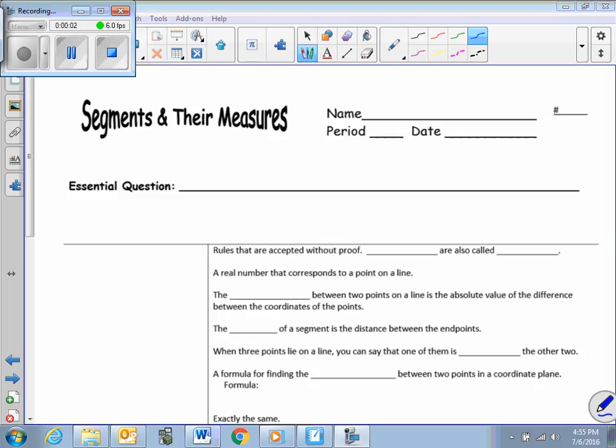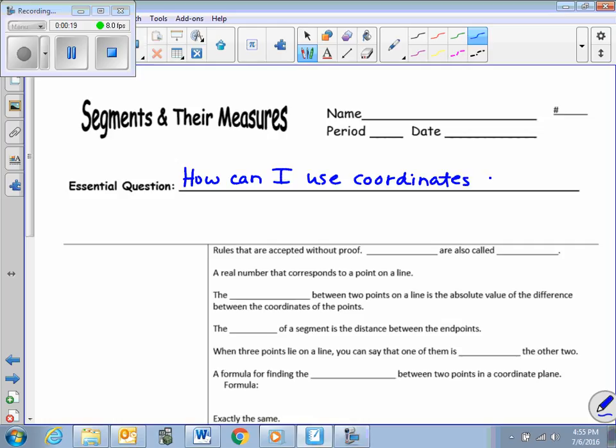Today's lesson is on segments and their measures. So I guess perhaps a good essential question would be, how can I use coordinates and algebra to find lengths of segments?